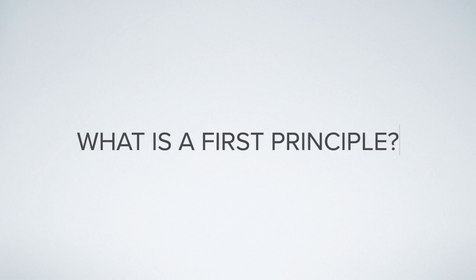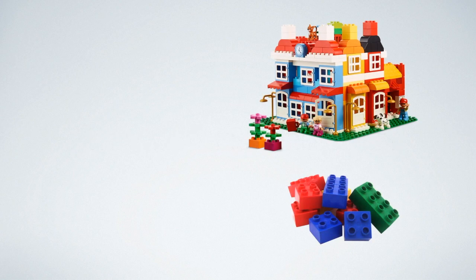Okay, so let's dive in. But first, let's define what is a first principle. We could think of a Lego house, and a Lego house didn't just exist as a Lego house, right? It was built using these building blocks of squares and rectangles that you put together so that you can make a Lego house.